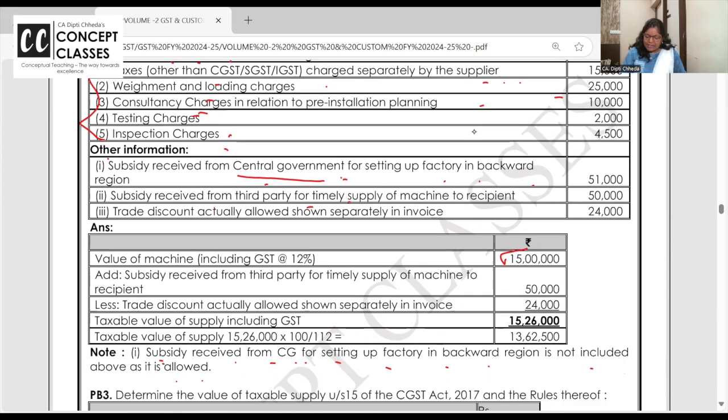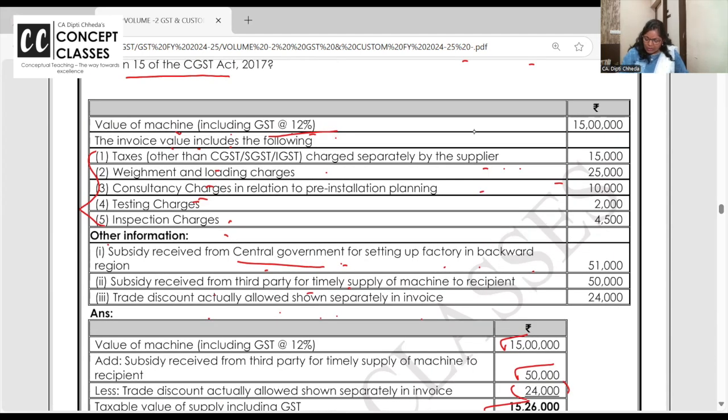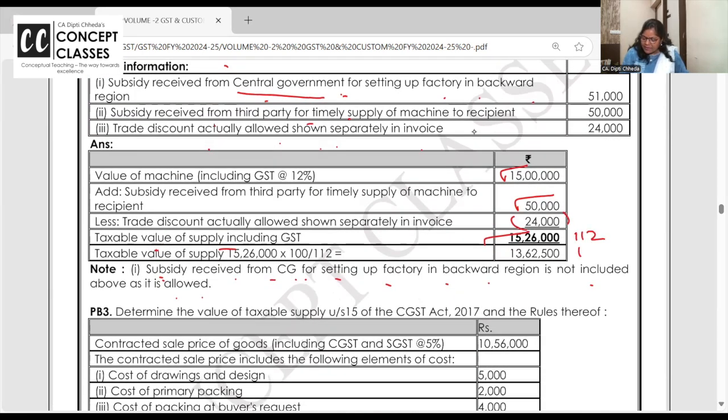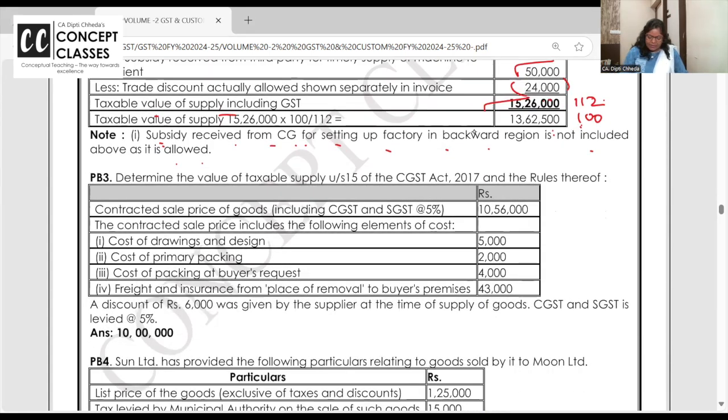Subsidy received from a third party and NGO, of course, add it. It's a part of transaction value. Trade discount actually allowed, shown separately, so we have to deduct. Trade discount related to discount also, I'll give you a nice flow chart. So what is the value? 1526, and this is including 12%. So this is 112. 100 is how much? In 112, 100 is the transaction value. So this into this divide by this, you're getting the answer. Easy, right? Yeah.